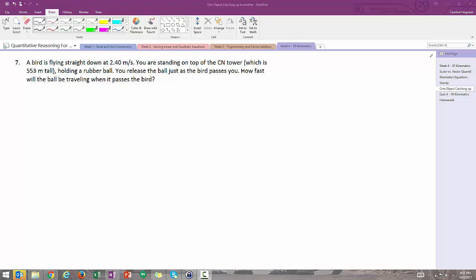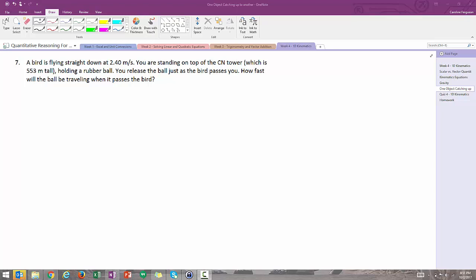Here's another 1D kinematic problem that we didn't get to do in class. So this is another example of one object catching up to another. A bird is flying straight down at 2.40 meters per second. You're standing on top of the CN Tower, which is 553 meters tall, holding a rubber ball. You release the ball just as the bird passes you. How fast will the ball be traveling when it passes the bird?